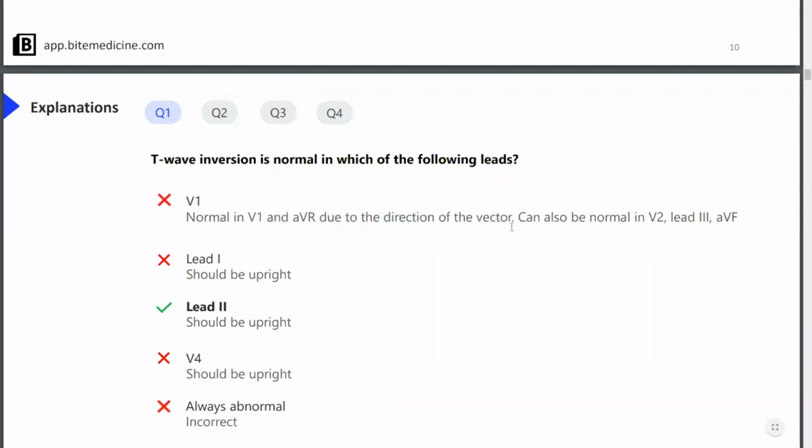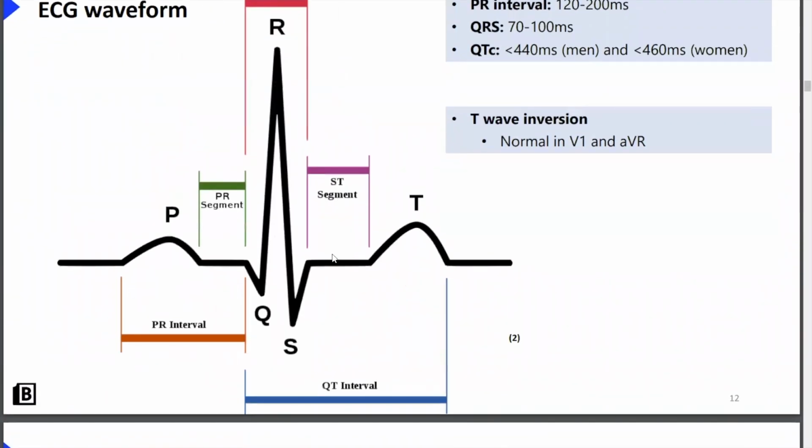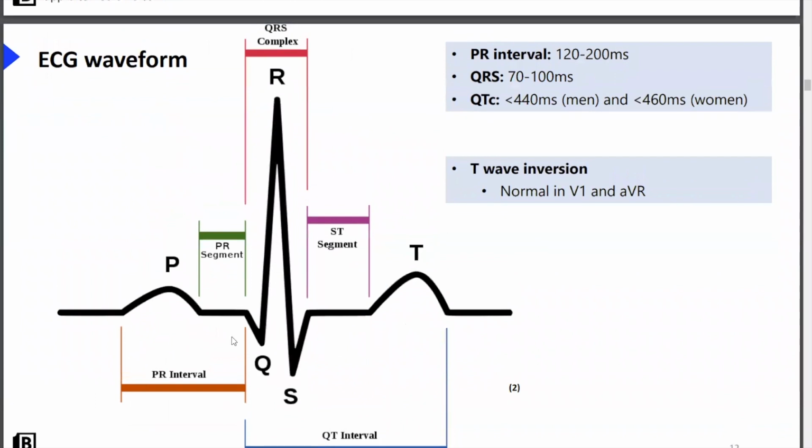So yeah, T-wave inversion is normal in V1 and AVR. It can be normal in V2, lead 3, and AVF. Don't get confused between V1 and lead 1, two separate things. Okay, moving on to the next slide. We've gone over this. We know the simple things. We know what the QRS and T waves are now. So hopefully that all makes sense.